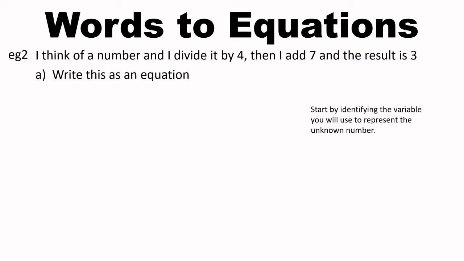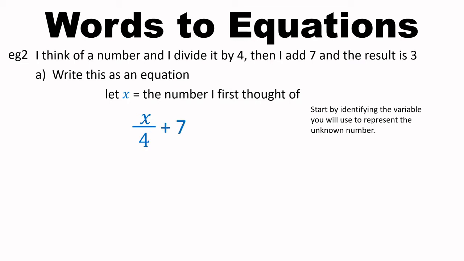Let's first start by identifying the variable that we're going to use to represent the unknown number. Again, I'm just going to use the letter x, but making it clear that I'm letting x represent the number that I first thought of. So I started with x, and in this question, I divided x by 4, and then I added the 7, and the result was 3. I hope you noticed that the order of operations was different here. In this case, I first divided by the 4, and then I added the 7.